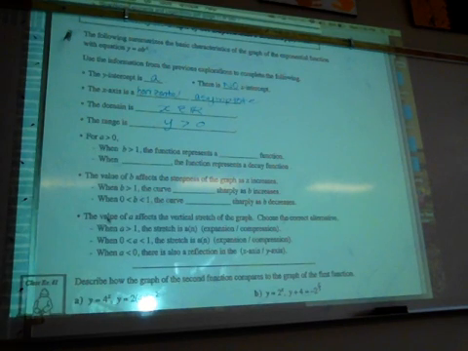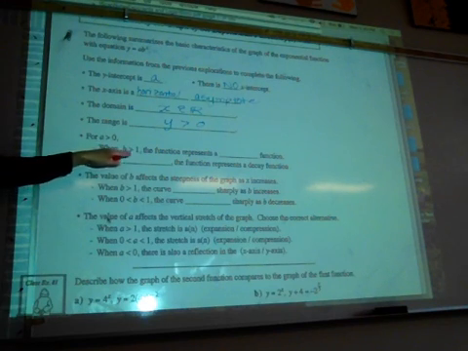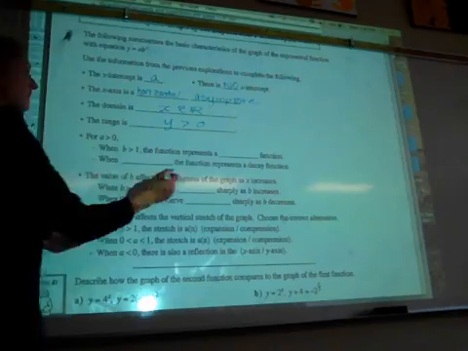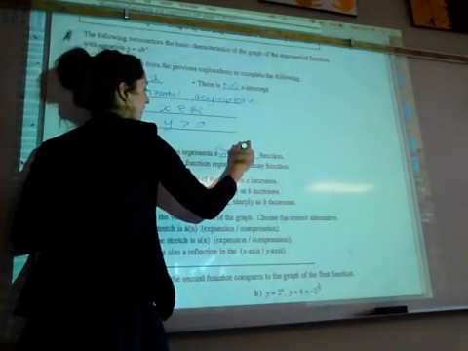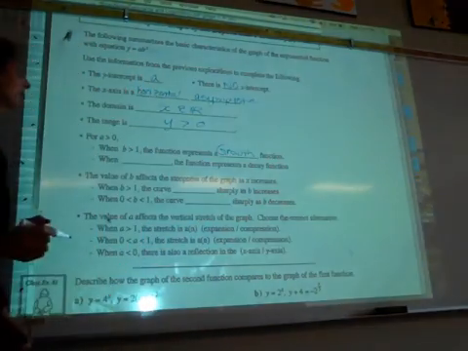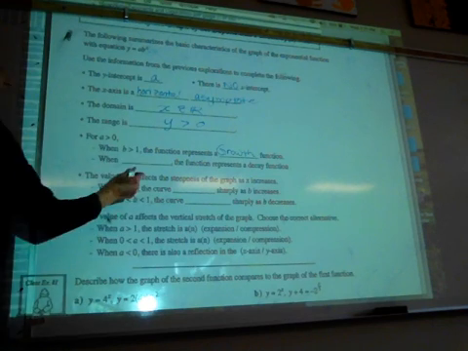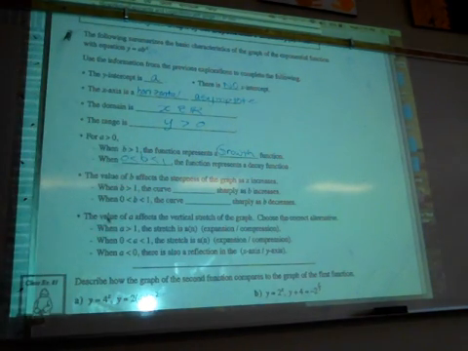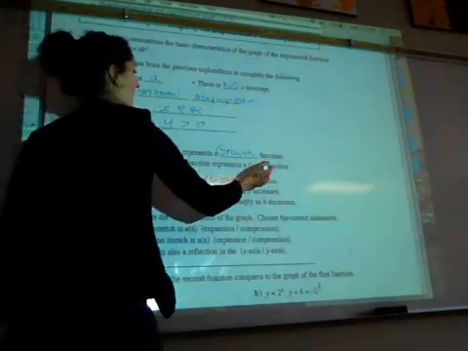For when a is positive, when b is greater than 1, what kind of function? Growth, good. And when b is between 1 and 0, the function represents a decay function.